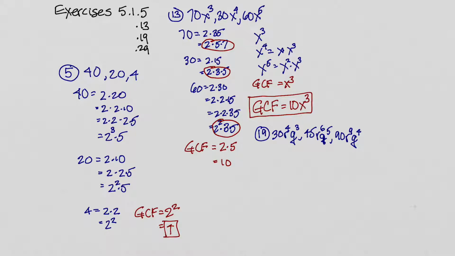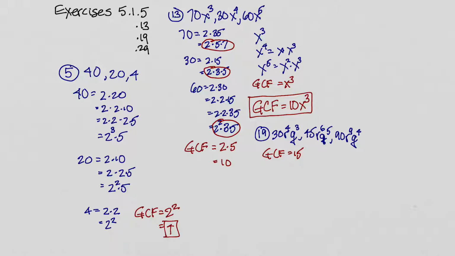Now in problem number 19, we're looking for the greatest common factor of this term and this term. Let's look first at the 30, the 45, and the 90. Do you see that 15 will go into the 30? 30 is 15 times 2. 15 times 3 is 45, and 45 goes into 90 twice, so 15 goes into 90 6 times. So the greatest common factor of those numbers is going to be 15.